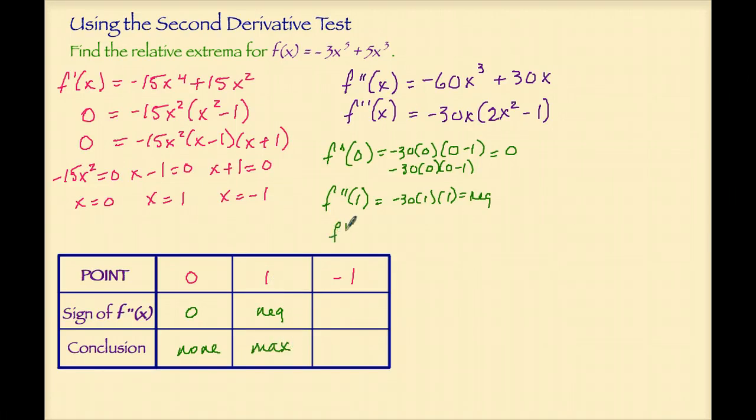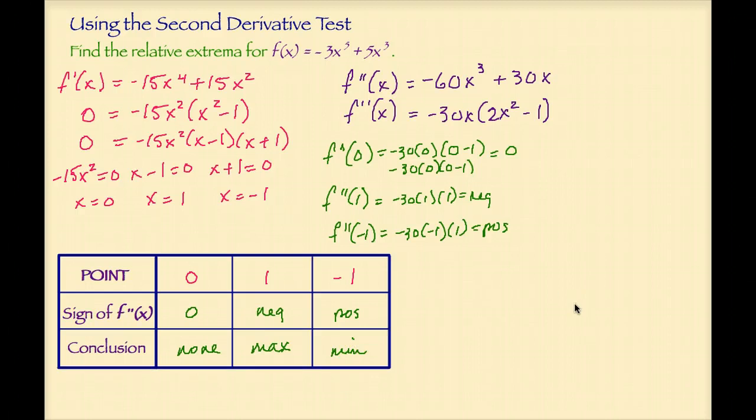And finally, let's find the second derivative at negative 1. We'll have negative 30 times negative 1. Of course, negative 1 squared is a positive 1 times 2. 2 minus 1 is 1. Negative times positive is a positive number. So at negative 1, the graph is concave up, which means negative 1 is sitting at the bottom of a valley, making it a minimum value.